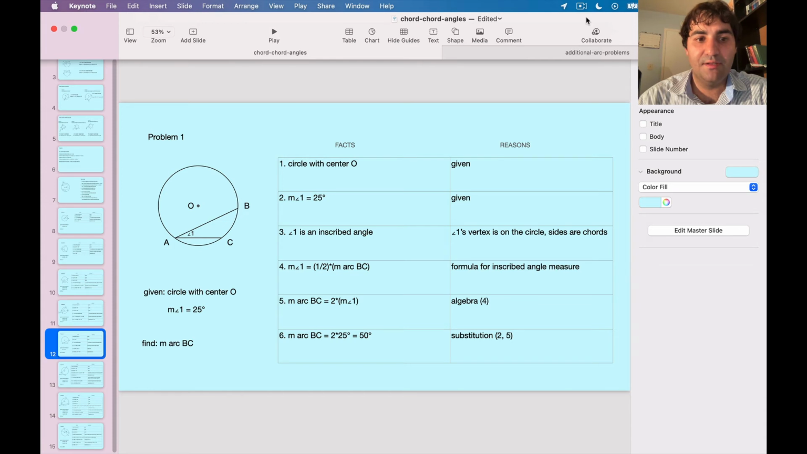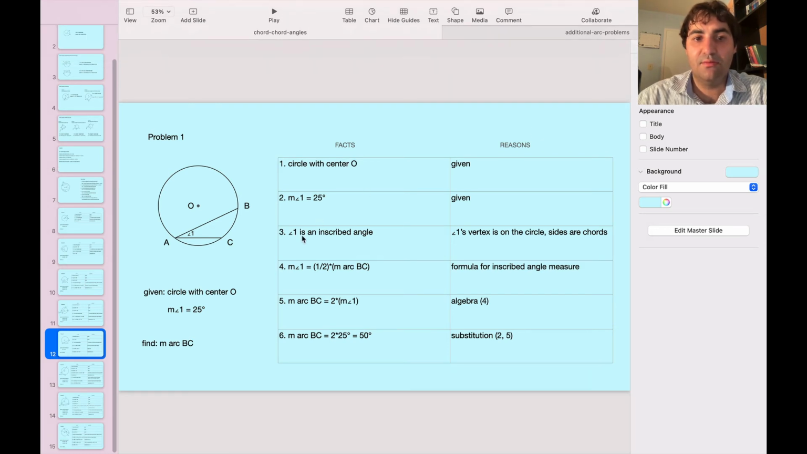So problem 1, given a circle of center O, measure of angle 1 equals 25 degrees. Find the measure of arc BC. So write down what we know, and we know that angle 1 is an inscribed angle because angle 1's vertex is on the circle and its sides are chords.